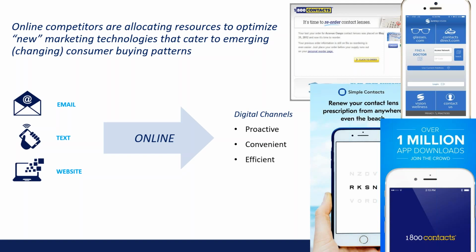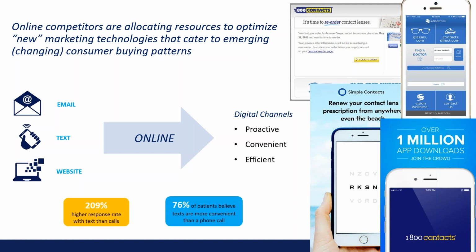They're also using more effective methods. So if we just look at texting versus calls, you get a 209% increase in response rate over a text versus a call. And here's an additional stat here that 76% of patients believe that texts are more convenient than a phone call. Patients don't want to be bothered anymore. Heck, they don't even want to pick up the phone and call you anymore. It's the harsh reality, whether we like it or not.